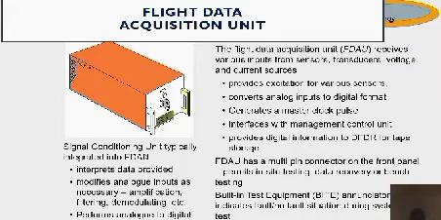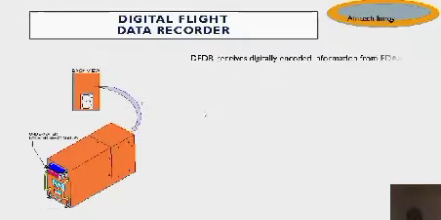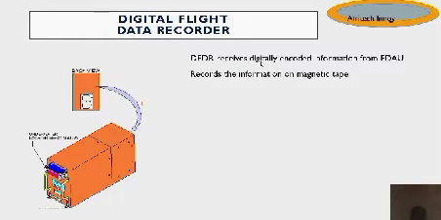So this is the signal conditioning unit, and it is typically integrated into the flight data acquisition unit. It interprets the data provided. It modifies analog inputs as necessary. It does amplification, filtering, modulating, and it performs ADC, analog to digital conversion. We see the digital flight data recorder, DFDR. It receives digitally encoded information from the flight data acquisition unit and records the information on magnetic tape.